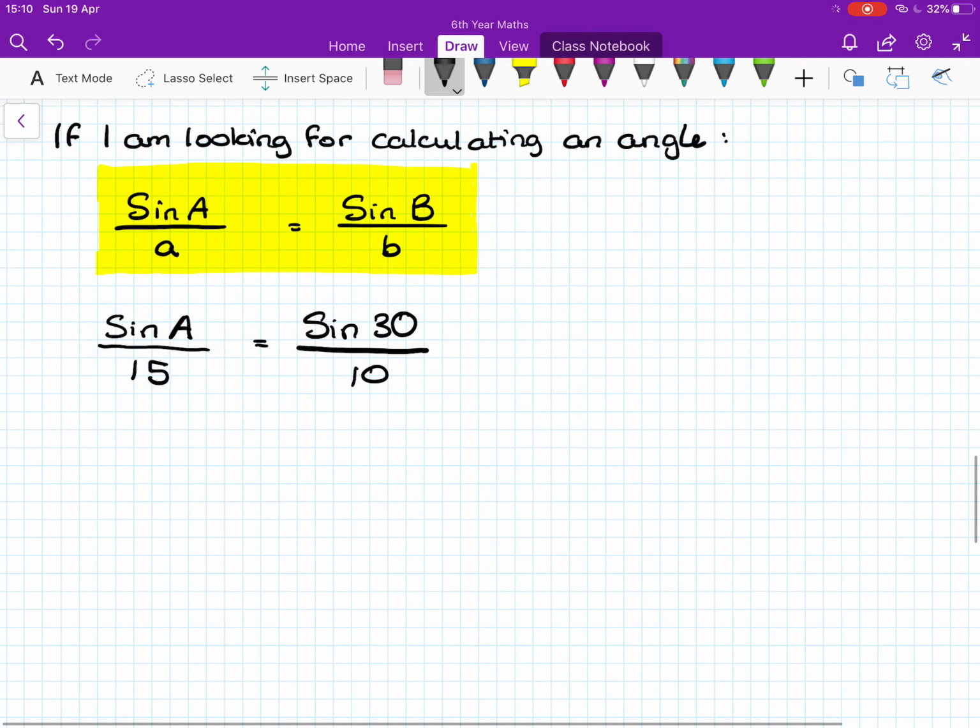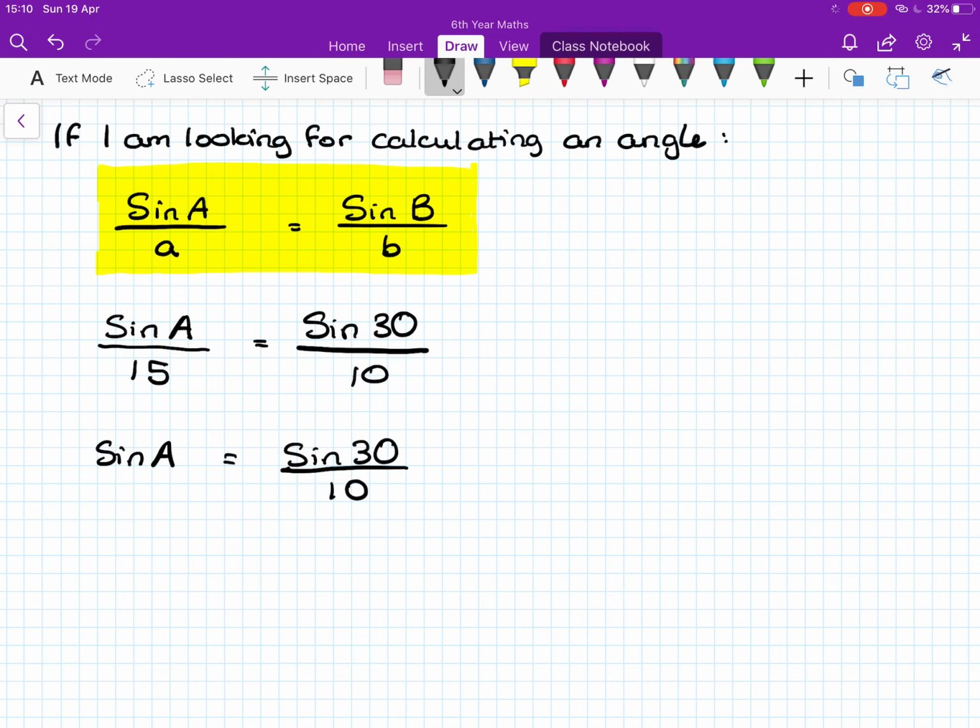Okay, so again, we want to get sine A. Well, we want to get our angle on its own, but at the moment, we just want to get sine A on its own. So what I'm going to do to get rid of the 15 is multiply both sides by 15. So I'm going to get sine of A on this side, as the 15 is going to cancel itself out. And on this side, we're going to have sine of 30 over 10, and then we're going to multiply that by 15 as we multiply both sides by 15.